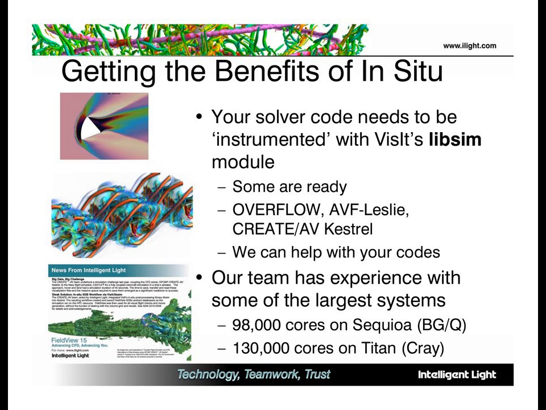And just as a side note, I mentioned that Brad has worked with some of the largest systems with Visit LibSim. We've done porting and benching at 98,000 cores in situ. That's for a single run, single calculation on Sequoia, which is a Blue Gene Q machine. And 130,000 cores we've run up to, actually a little bit more than that, on Titan, which is the Cray at Oak Ridge National Laboratories.